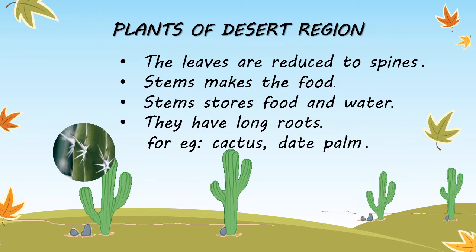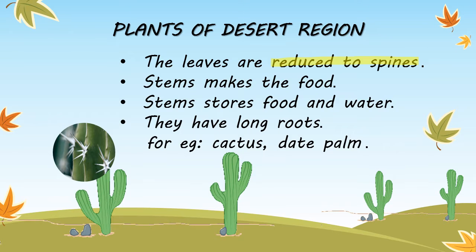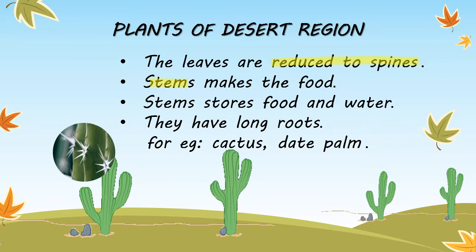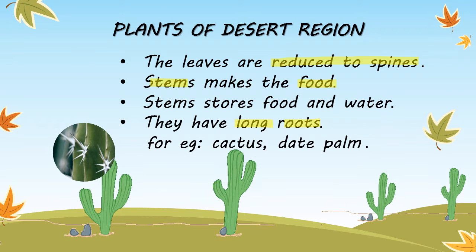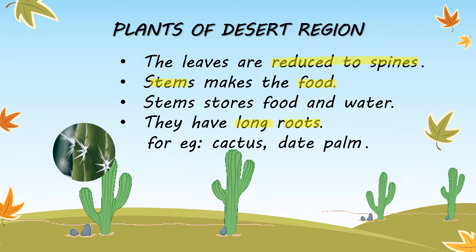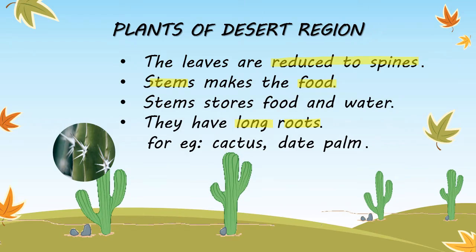Plants of desert region. In desert there is shortage of water, so the leaves of desert plants are reduced to spines so that very less water can evaporate through them. Stems are green and have chlorophyll, so they prepare food for the plant. Roots of desert plants are long and deep so that they can get water from the ground. Some examples of desert plants are cactus, date palm, etc.